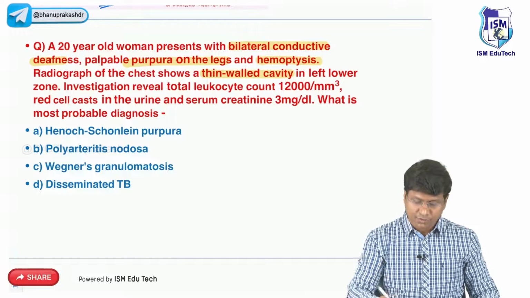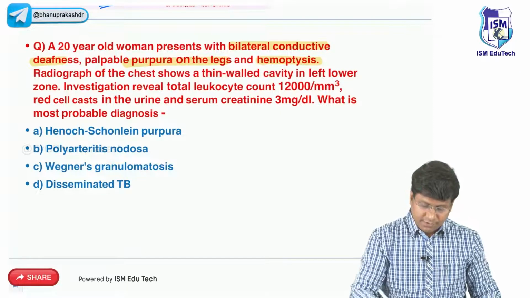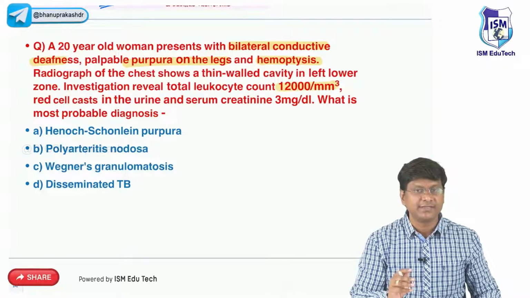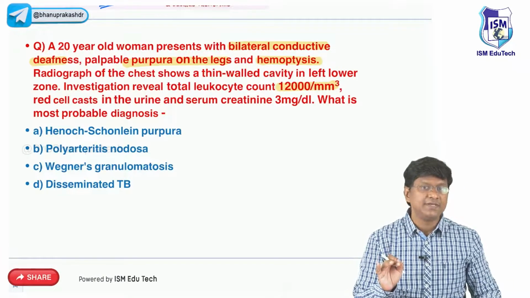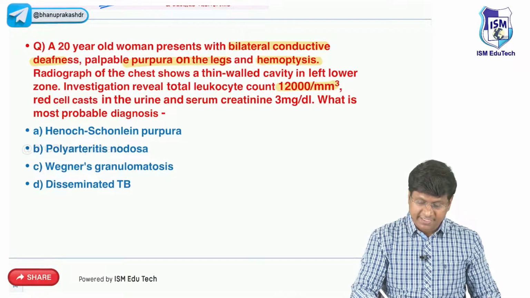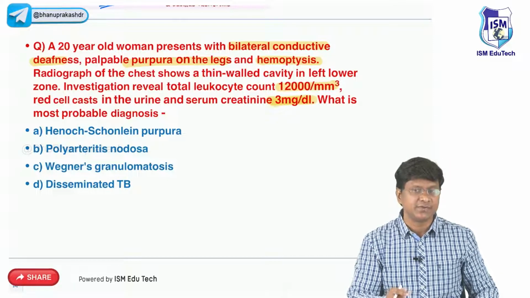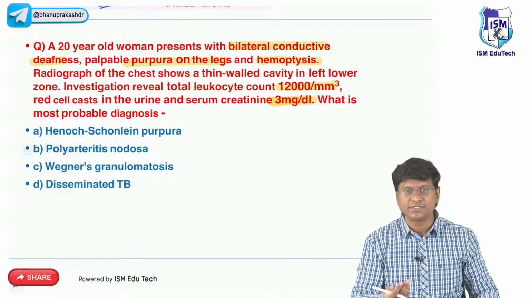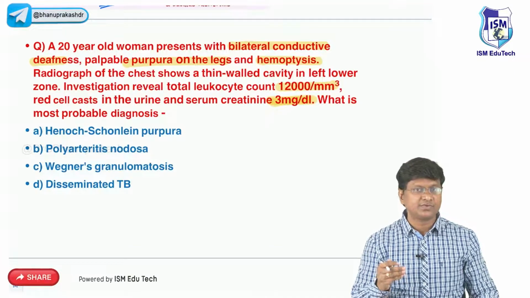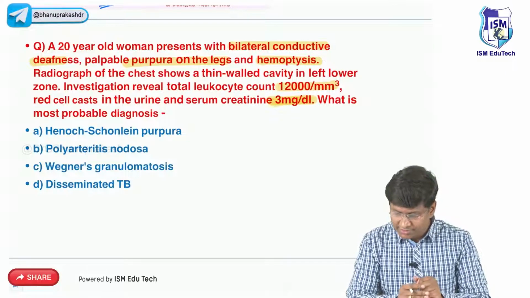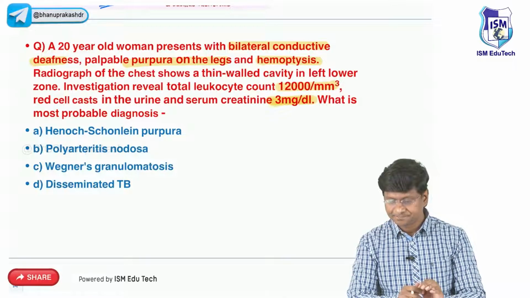Investigation revealed a total leukocyte count of 12,000 per cubic millimeter, and RBC cast is present in the urine, and serum creatinine is 3 milligrams. That means there is even elevation of your serum creatinine as well. So what do you think is the most likely diagnosis in this patient? HSP, polyarteritis nodosa, Wegener's granulomatosis, or disseminated tuberculosis? What do you think is the correct answer in this question?